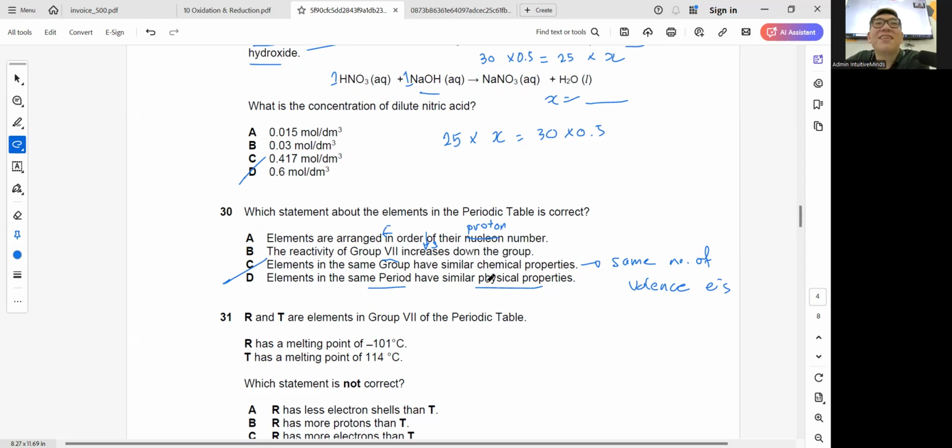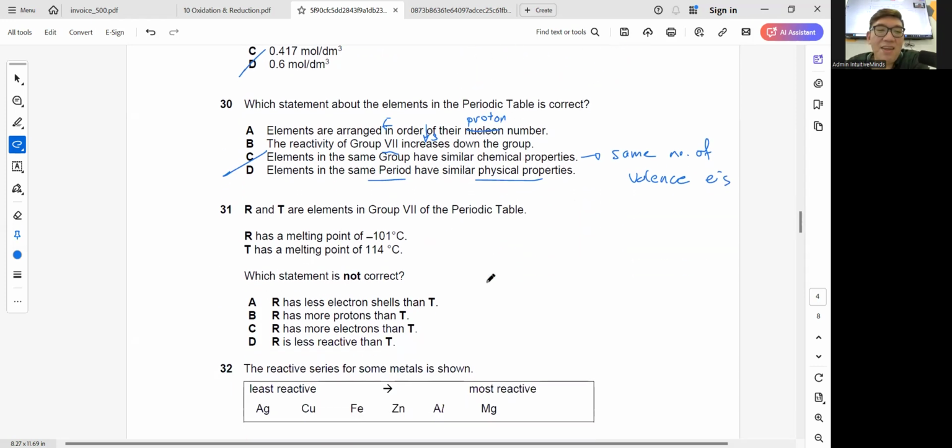So think about that as you're doing the question. You need to spend time thinking about it. Everything you're doing is being logical. This is a science class, dude. It's all about the logic. 31.